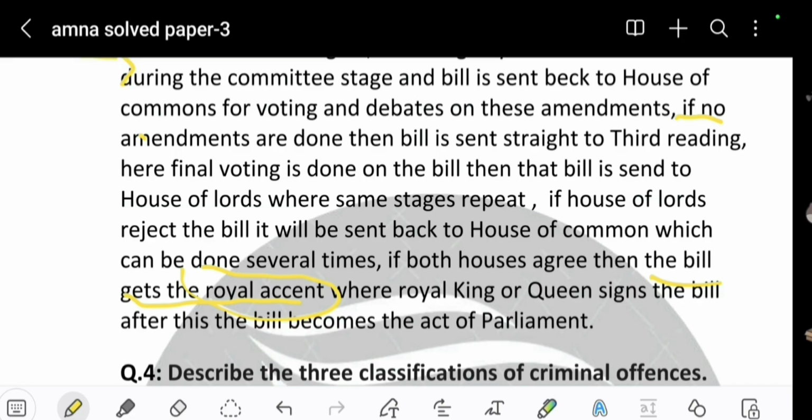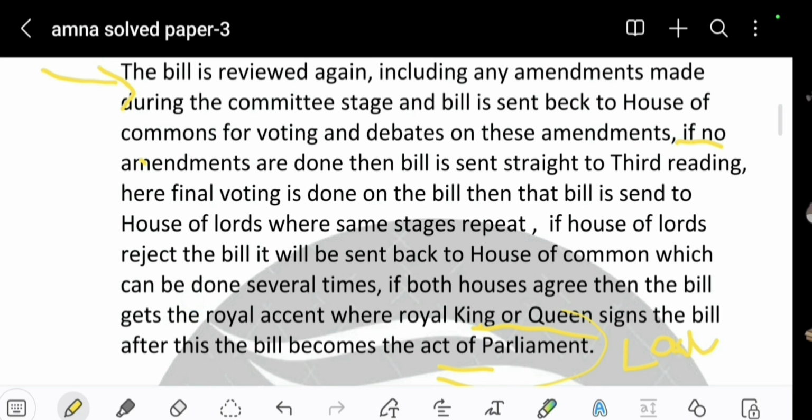Okay, so basically in the royal assent, where a king or a queen signs the bill, after this the bill becomes an act of parliament. In the last line I have included that after the bill gets signed by a king or a queen, that bill becomes the act of parliament. Act of parliament means law. You can also write law, but I think act of parliament is the better term to use in the UK.